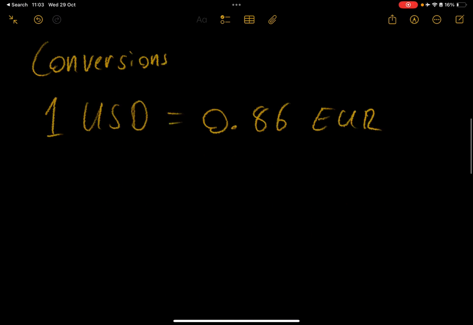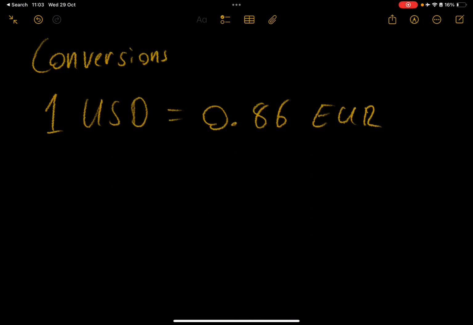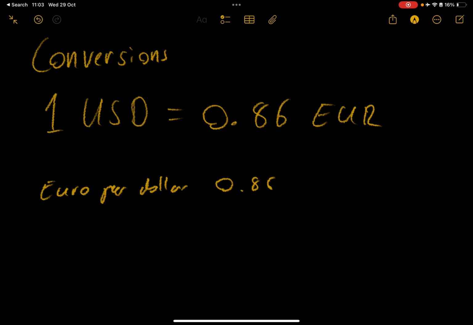Okay, so another example here, we've got conversions. So 1 US dollar to 0.86 euro. So the number of euro per dollar is 0.86. And if I want dollars per euro, it is 1 over 0.86. And then do the calculation.